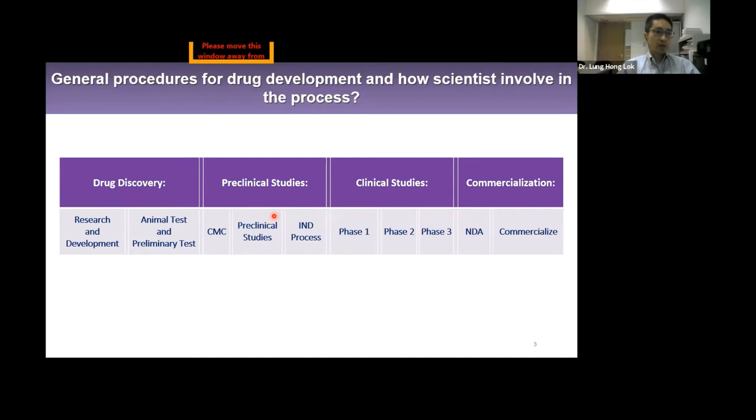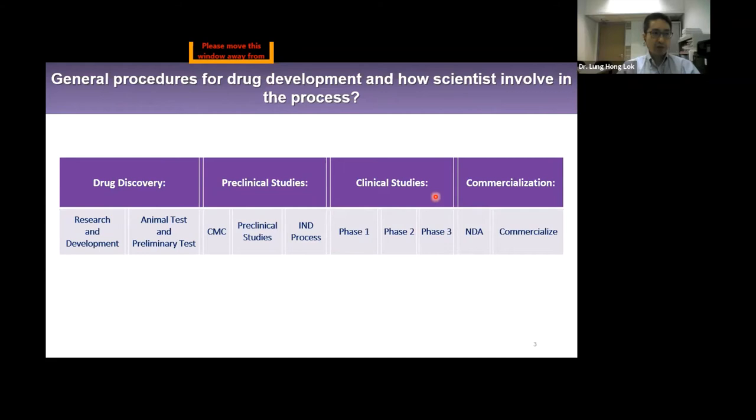And once you got the good result, okay, with high efficacy and low toxicity, right? Then you will be able to get the approval of IND that I just mentioned in the first line, okay? And only with the approval of IND, the new candidate compound will be subjected to the next phase, which is the clinical studies, okay?